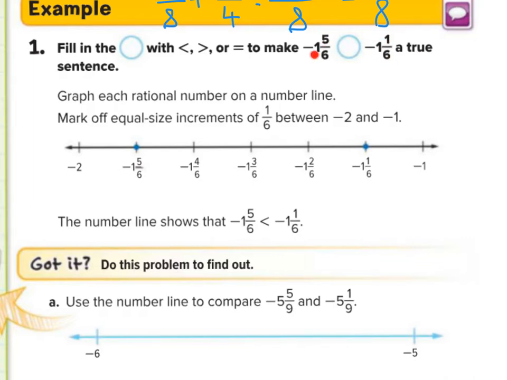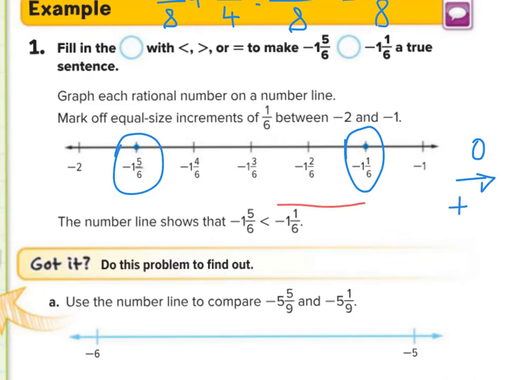And when we use the number line, -1 and 5/6 is right here. Okay? And then -1 and 1/6 is right here. Remember that 0 is here. And in that direction, we have positive numbers. So really, as the numbers go this way, in this direction, they decrease. They're worth less. So -1 and 1/6 is a bigger number than -1 and 5/6. So what do we say? We say that this number is less than. Right? And you can see that right there.